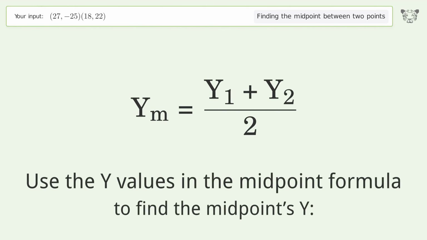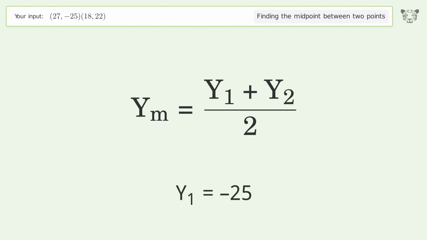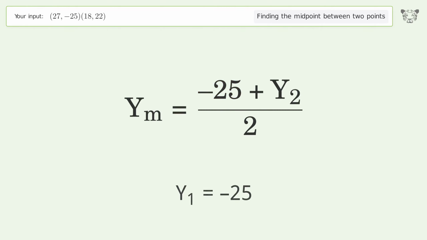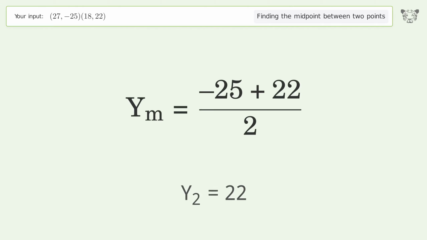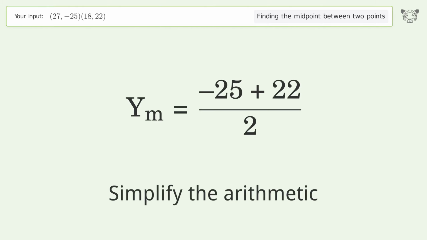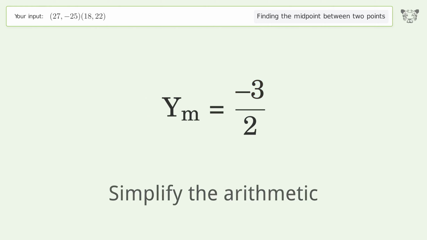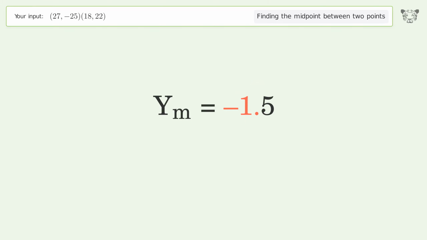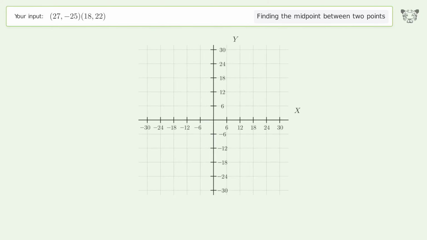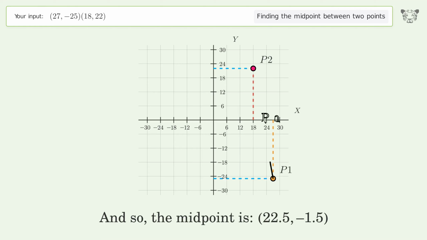Use the y values in the midpoint formula to find the midpoint's y. y1 equals negative 25. y2 equals 22. Simplify the arithmetic. And so, the midpoint is 22.5, negative 1.5.